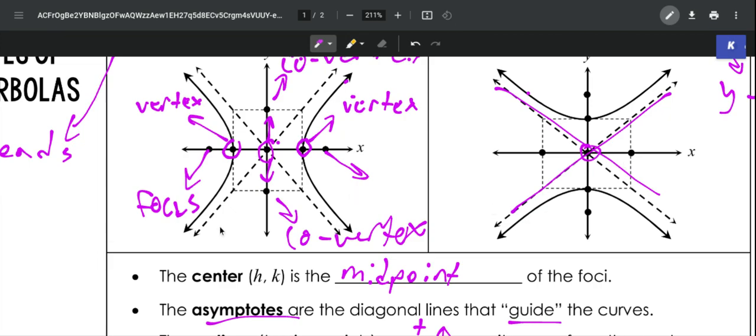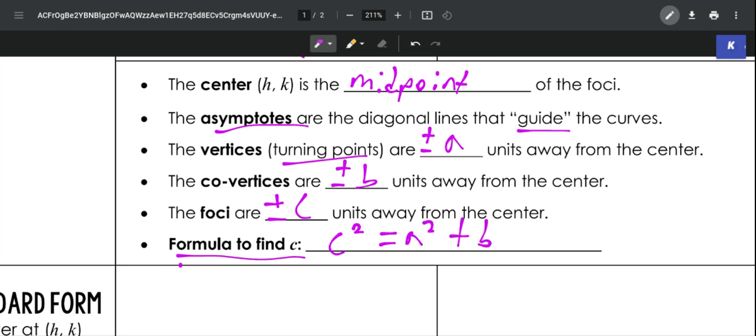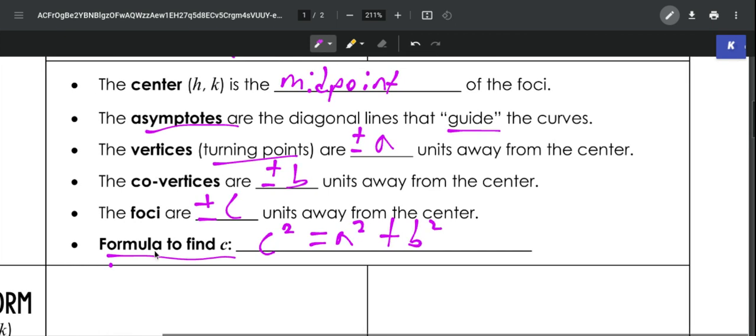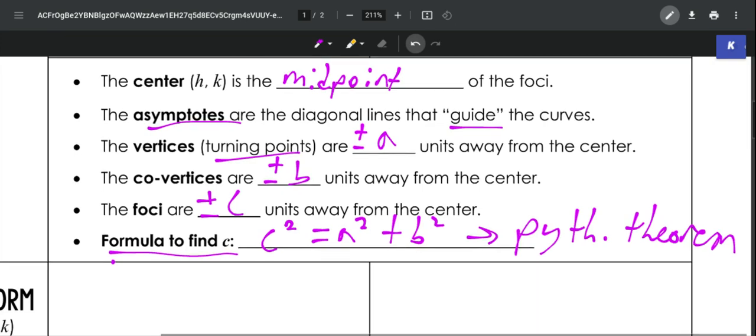And then the only thing that changes here is the formula. So the formula for c is now c squared equals a squared plus b squared. And remember, on an ellipse, I told you it was not the Pythagorean theorem. This time, on these hyperbolas, this is the Pythagorean theorem. So that's a good way you could remember each of these.